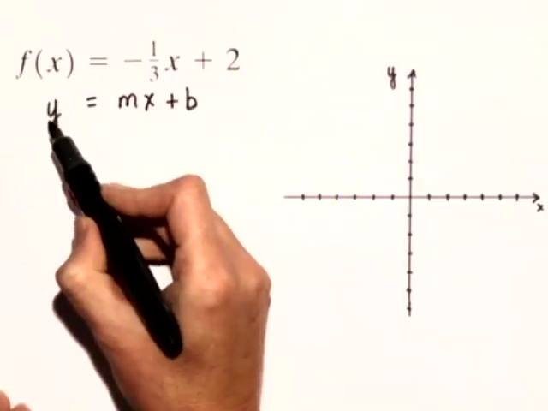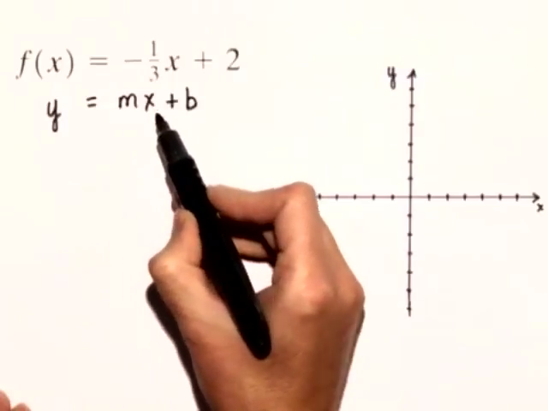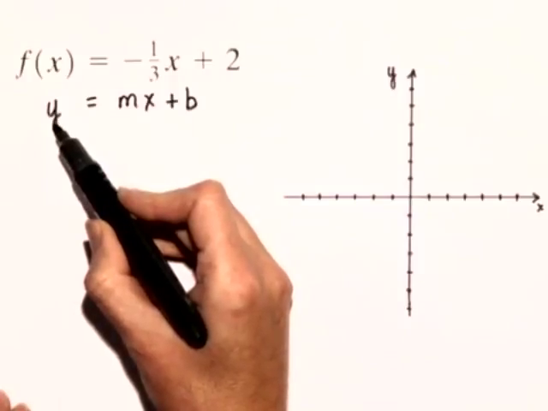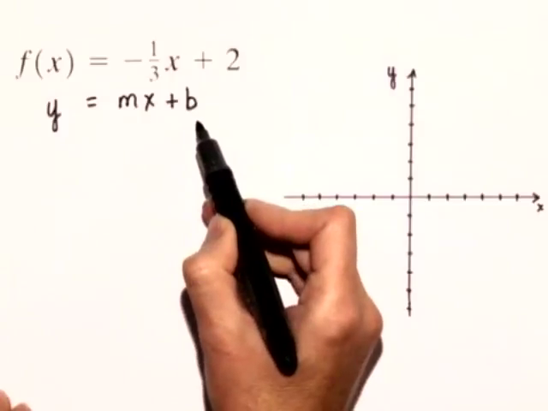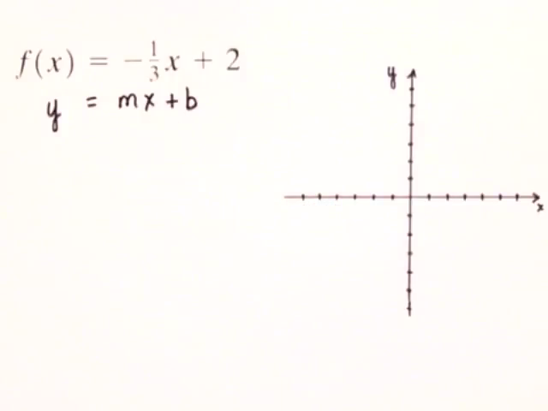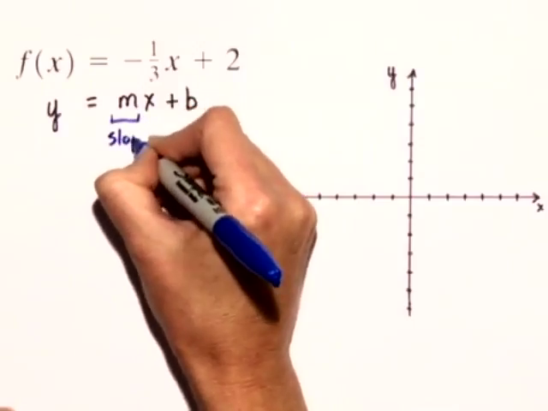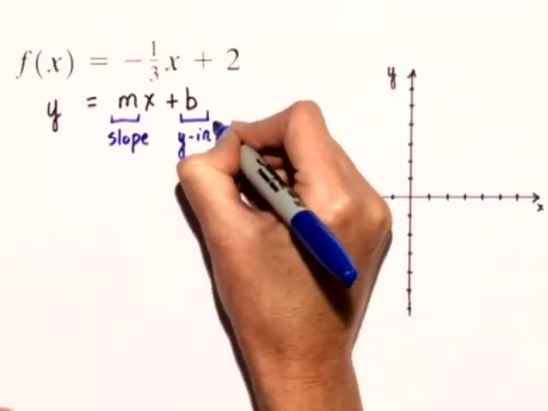Remember, f of x is just function notation for y, and anytime we have a linear equation in the form where y is isolated on one side, it is in the form which we call slope-intercept form, y equals mx plus b. M represents the slope, and b represents the y-intercept.